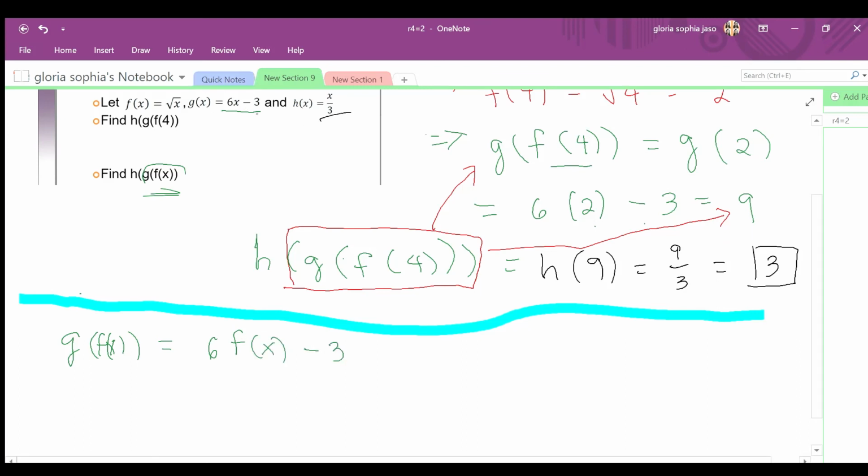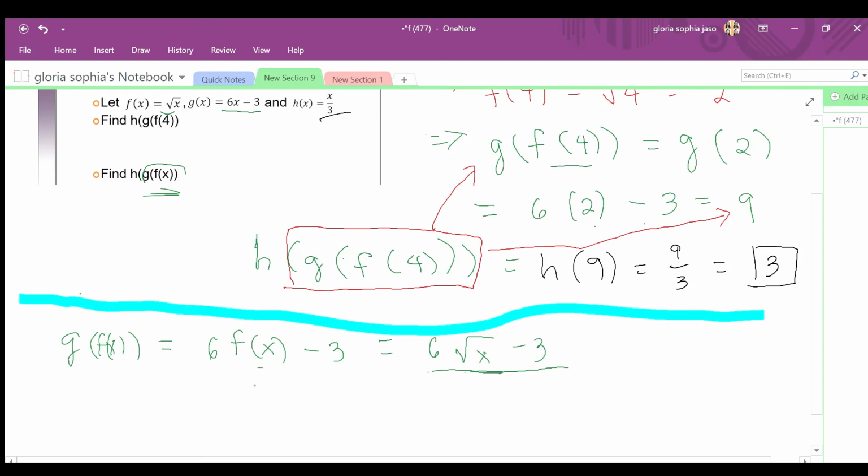So, 6x minus 3, ginawa na natin siya. Pinasok na natin si f of x. Naging 6f of x minus 3. Tapos, substitute natin yung f of x natin. So, 6, ano ba yung f of x? Ito yon. So, square root of x minus 3. Okay, so ito si g of x. Ito class si g of f of x natin.